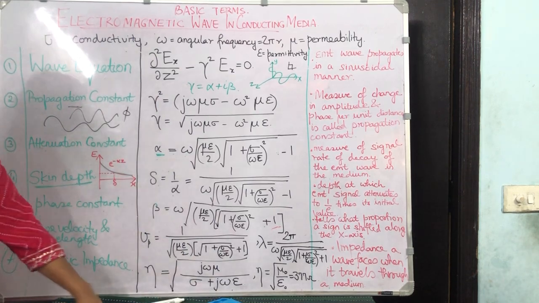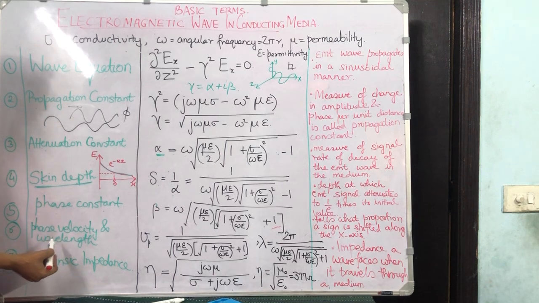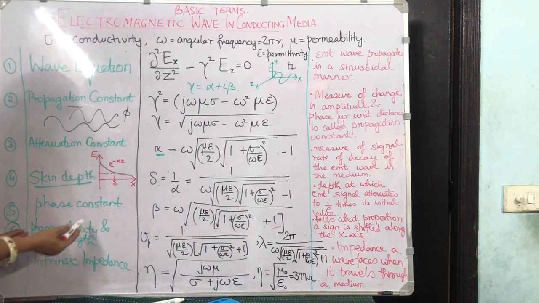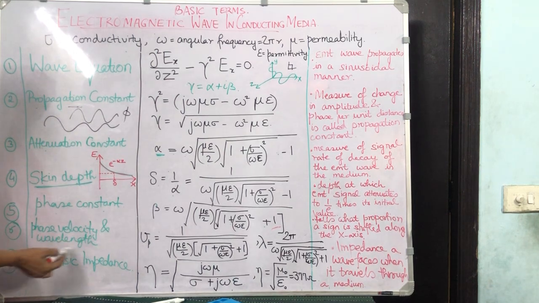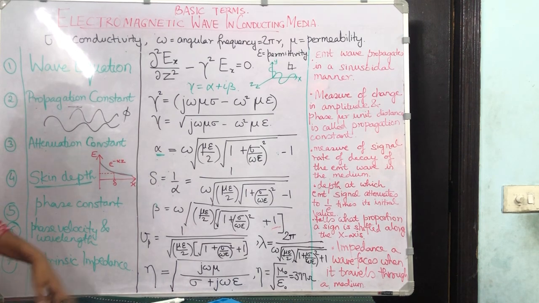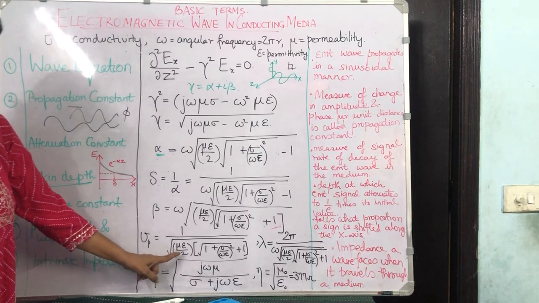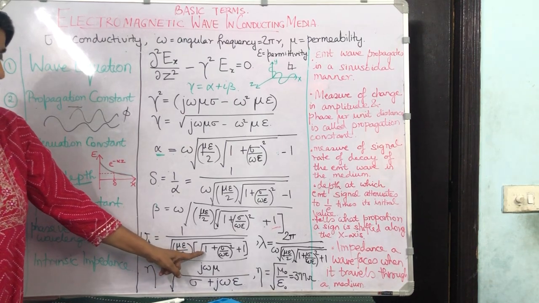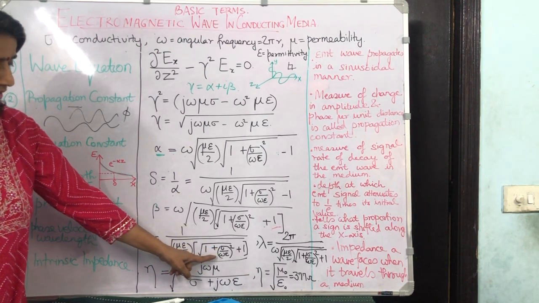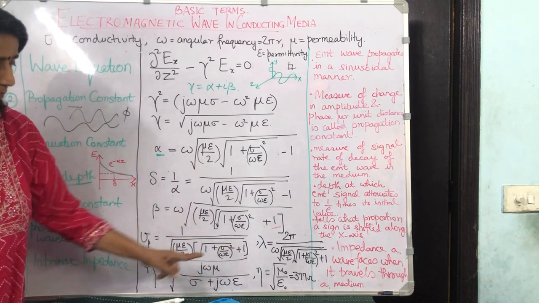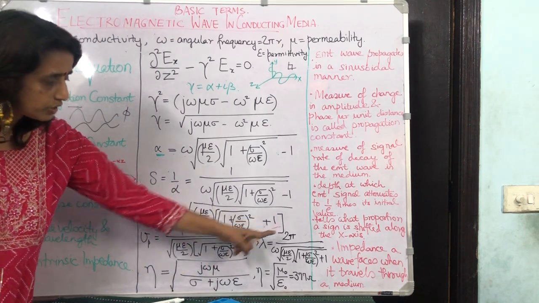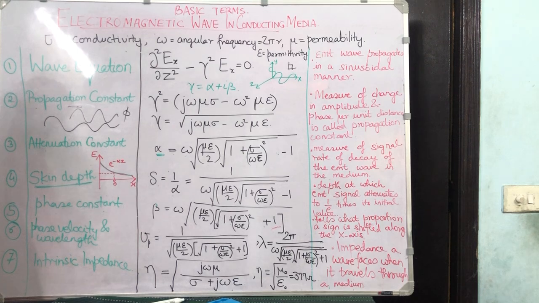Next comes phase velocity and wavelength. Phase velocity is the speed at which a wave's phase propagates in the media, and wavelength is how much wavelength the EM wave is going to carry in a conducting media. Phase velocity is given by 1 upon under root mu epsilon divided by 2 into under root of 1 plus (sigma upon omega epsilon) square plus 1, and lambda is 2 pi over beta of this.